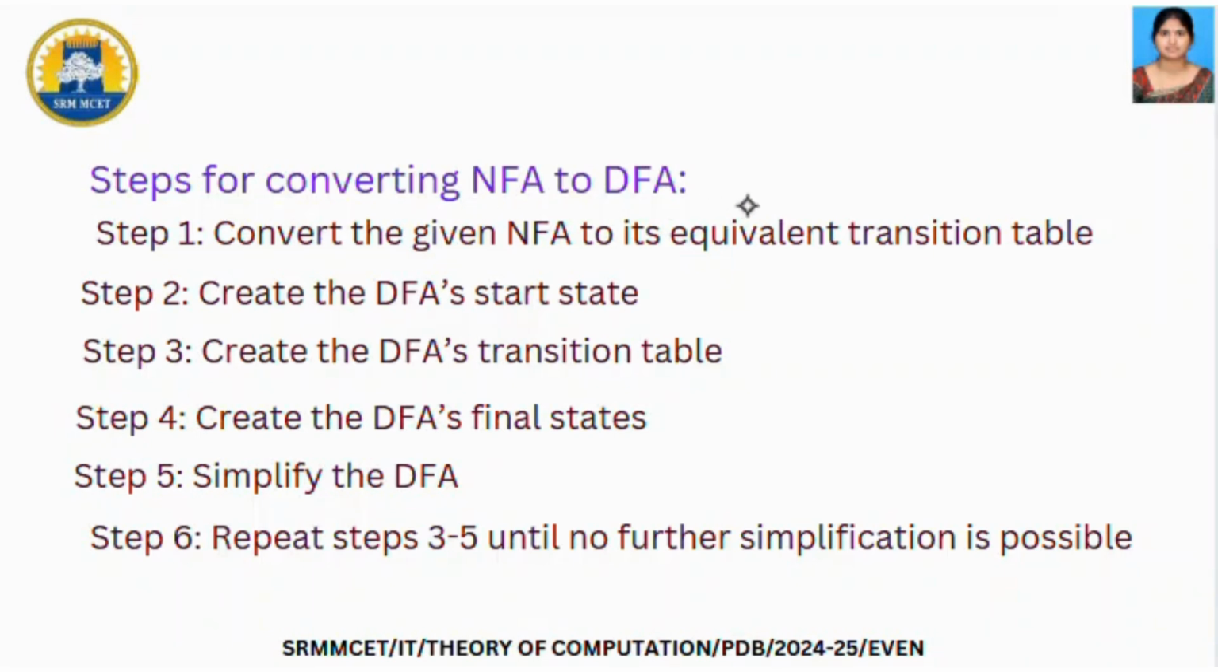Steps for converting NFA to DFA. Step 1, convert the given NFA to its equivalent transition table. First, create the transition table for the given NFA diagram. Next, create the DFA start state. First, we have to denote the starting state for the DFA, then create the transition table with the help of the following states, then create the DFA final state, simplify the DFA states, and repeat steps 3 to 5 until no further simplification is possible.